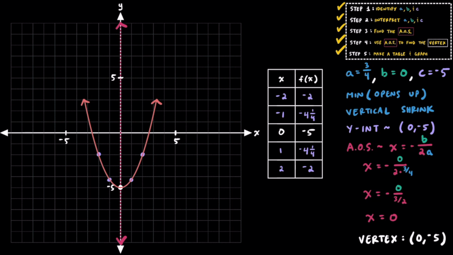And here you have the sketch of the parabola of the given function. Notice how in this function, b was equal to 0. Whenever that's the case, the axis of symmetry will always be x equals 0.